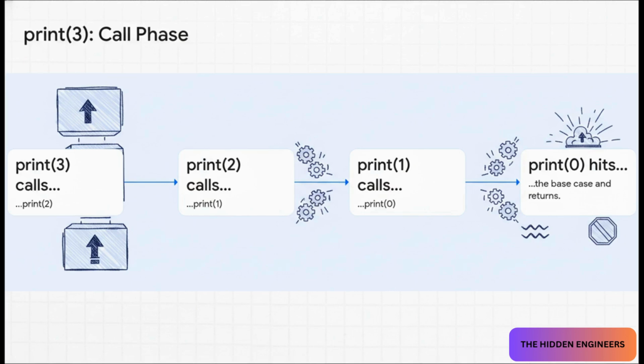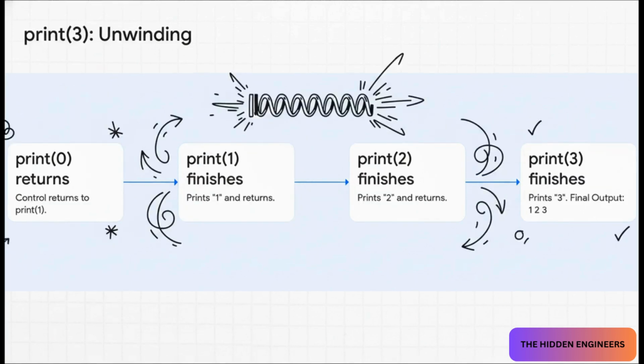Now, when print0 gets called, it looks at that if statement and says, aha, n is 0. It hits the base case. The chain reaction stops right there. Okay, so the calls have stopped. Now, the stack starts to unwind. Remember LIFO? Last in, first out.